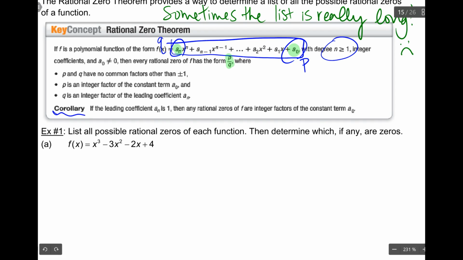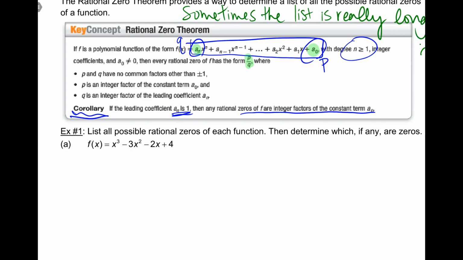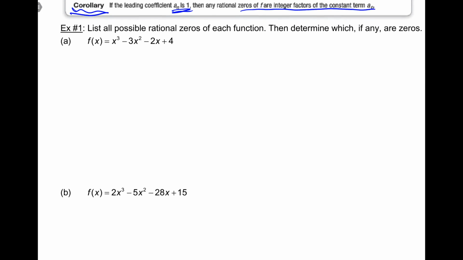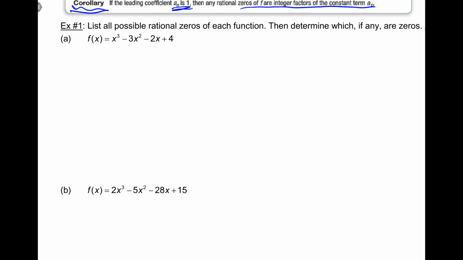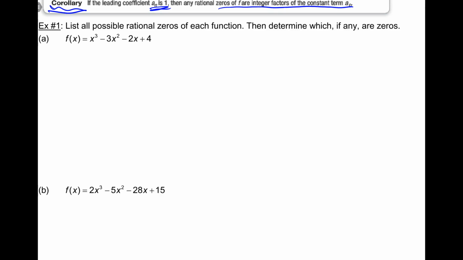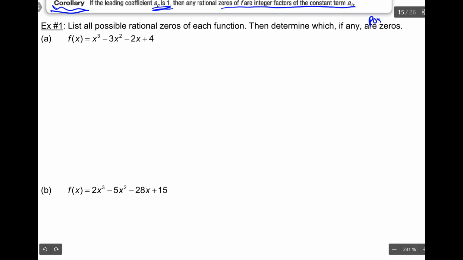Of course, the corollary is just the opposite. If our leading coefficient is equal to 1, then any rational zeros of f are integer factors of the constant term a0. It's a lot easier to understand when we actually do a problem, so we're going to do example 1. List all the possible rational zeros of each function, then determine which, if any, are actual zeros.